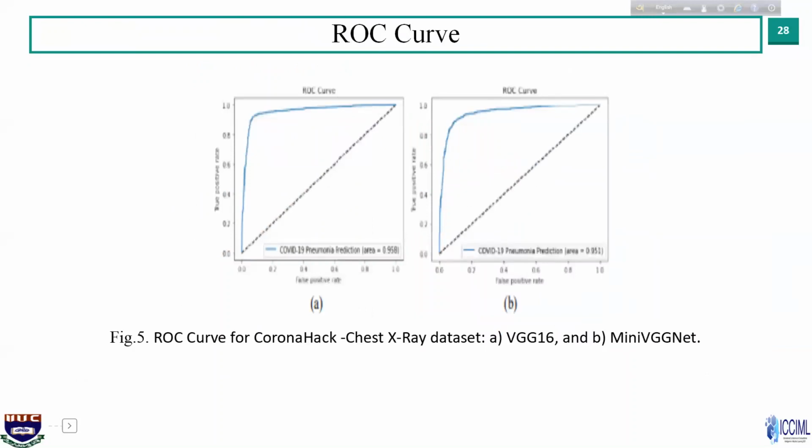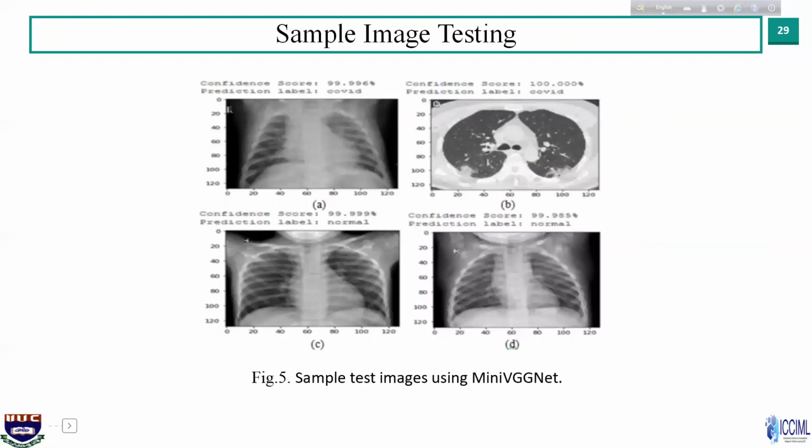Here we also consider the ROC curve. We perform our analysis through the receiver operating characteristic, that is the ROC curve. For VGG16, the area value of the ROC curve is 0.951, which is shown in A. The area of the ROC curve of the same image through MiniViTNet is 0.958, which is shown in B. Here is some sample image testing where we show the confidence score and the prediction label, that is COVID or normal.